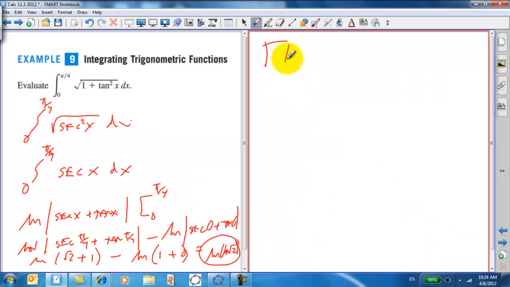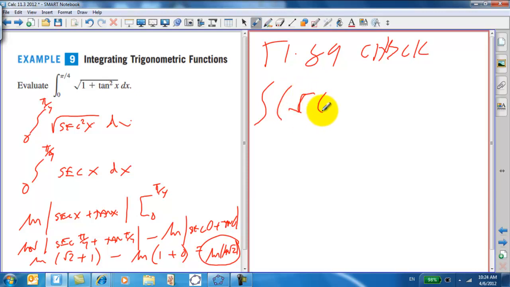Let's try our TI-89 check. Remember doing definite integrals? You just have to add another argument on here. Left parentheses again, or we go right to square root, left parentheses 1 plus tan x. You're going to have to get all that raised to the 1.5 power with respect to x, going from 0 to pi divided by 4. Let's see how our 89 does on this.